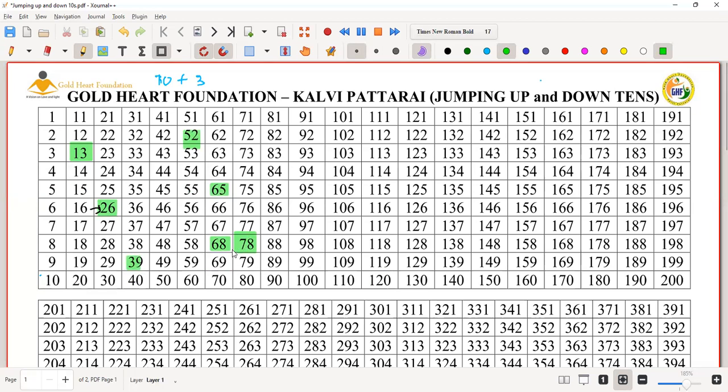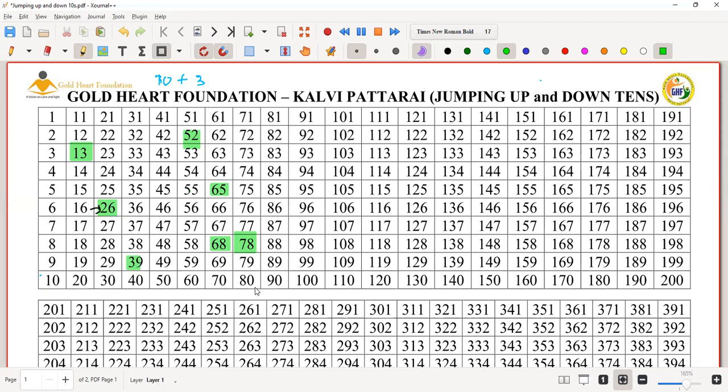So when you're adding a double digit number, first you have to take the unit digit and add. When you're adding the unit digit, it will be going down. So 13 plus 3, 1, 2, 3, 16. 16 plus 10, 26. 26 plus 3, 29. 29 plus 10, 39. 39 plus 3.